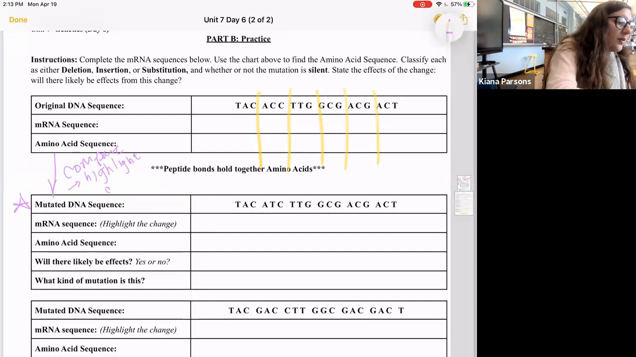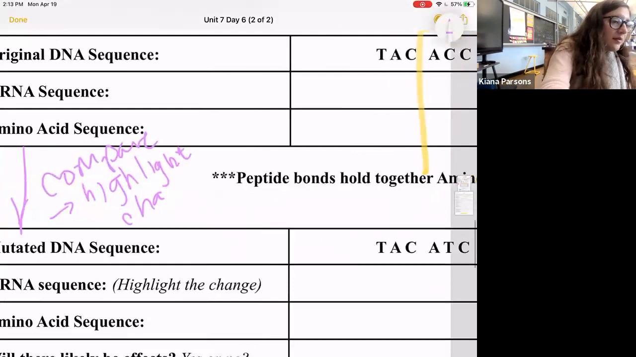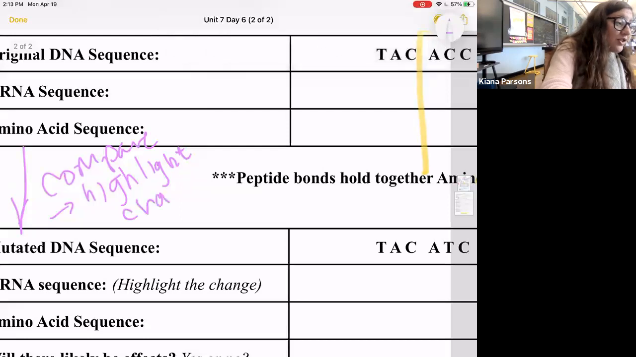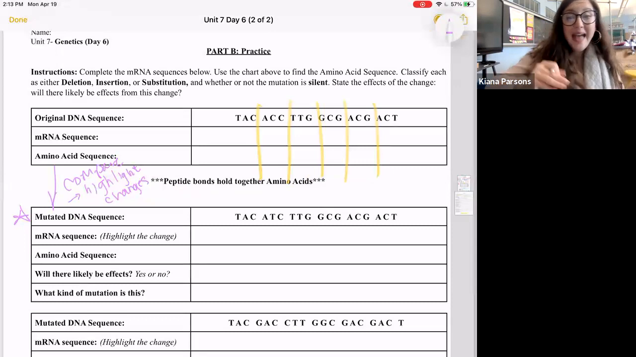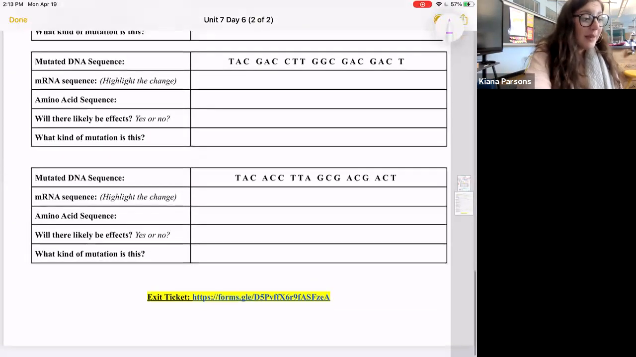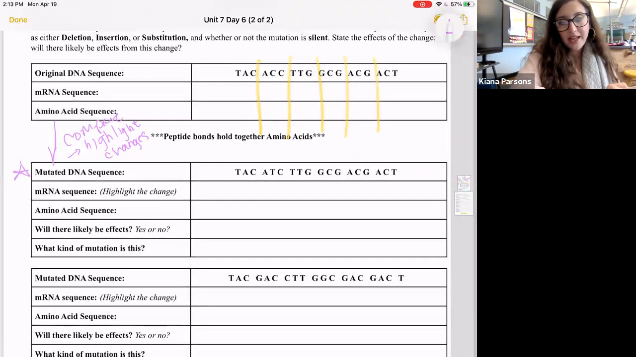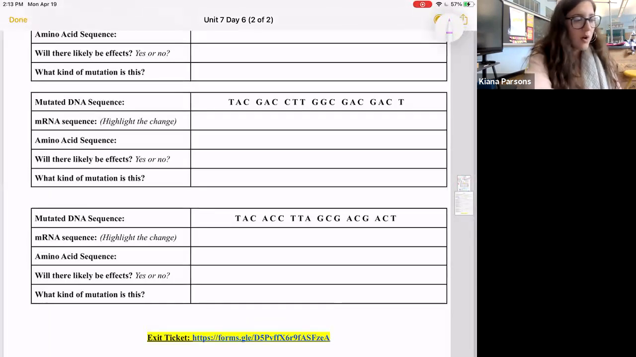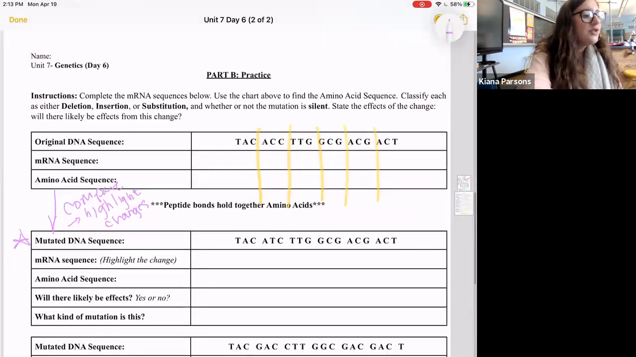Now, what you can do is you can actually pause this video and go through, and I bet you could do this entire page on your own, and then I'm going to go through the answers. But if you want to stick with me to get a little refresher, we'll do this first box first, and then you can do those other ones on your own, and I'm still going to go through all the answers. So, instructions. We're going to complete the mRNA sequences below.